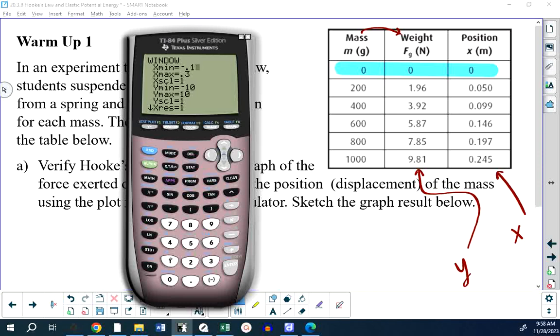0.1. You know what I don't like? I don't like the axes crowded right on the edge of your screen. I like it shifted over a bit. And my y's go up to, let's call it 10, maybe even 11. And maybe I'll go from negative 1 to 11.